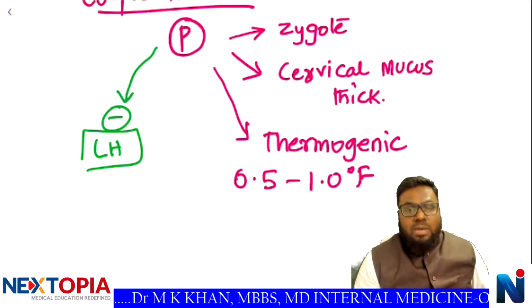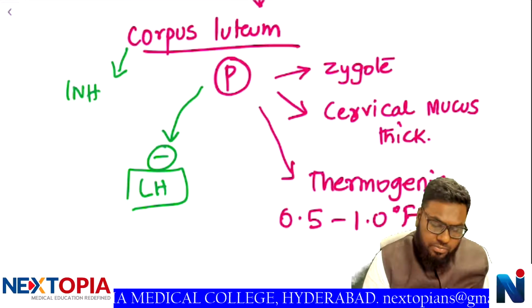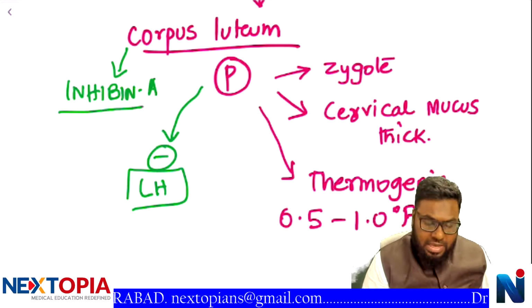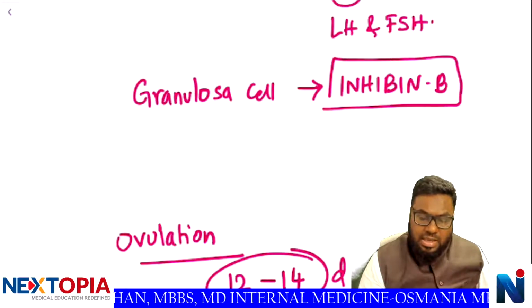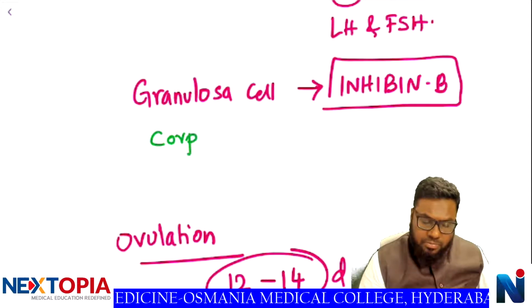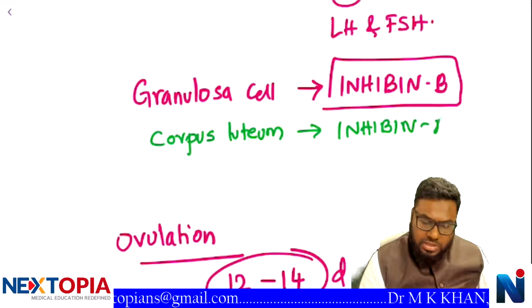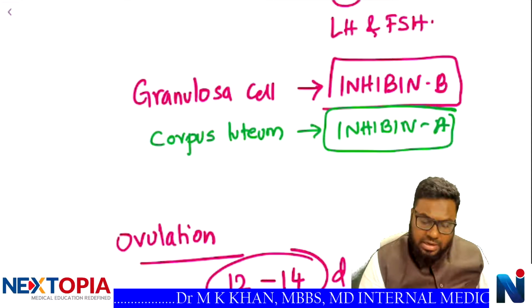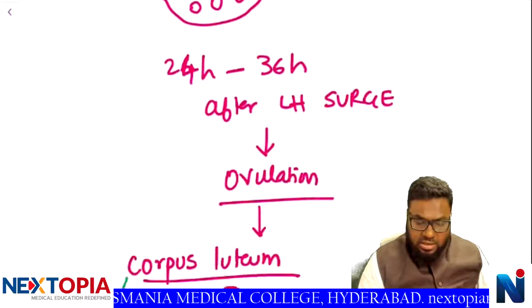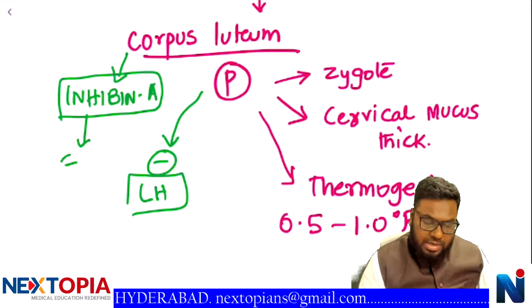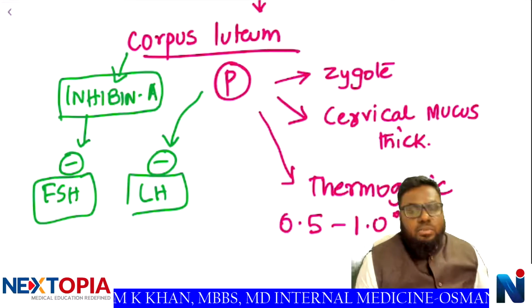Apart from progesterone, the corpus luteum also secretes inhibin. This time it is inhibin A. Please remember, inhibin B was secreted by the granulosa cell, is it not? What is the function of inhibin A? Inhibin A inhibits the FSH. The role of inhibin B we do not know, but inhibin A secreted by the corpus luteum causes a negative feedback mechanism on FSH. It causes inhibition of FSH secretion. It's an important point, right?